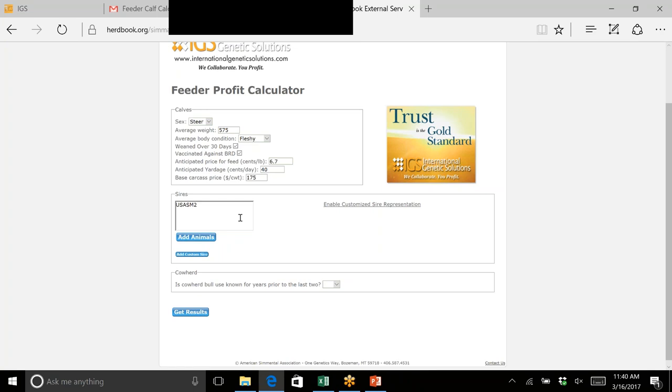And again, we can use a very large proportion of popular Angus sires in our database, so we could easily add them as well. Here is a Simmental bull that is quite popular. I'm going to put in a Red Angus bull.